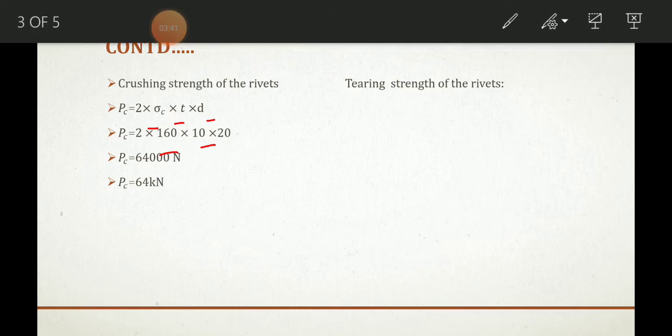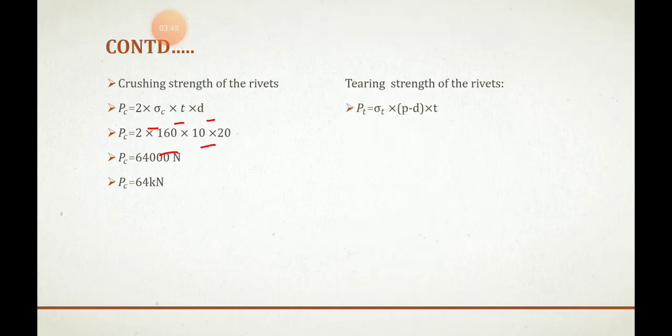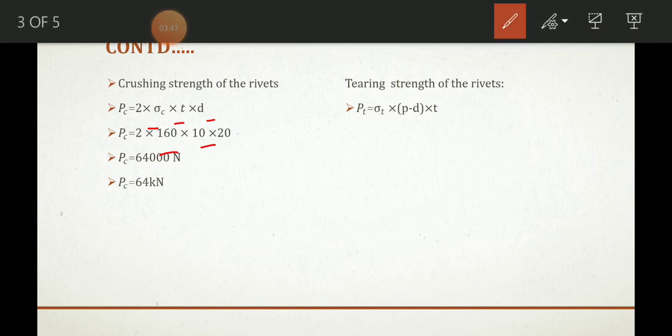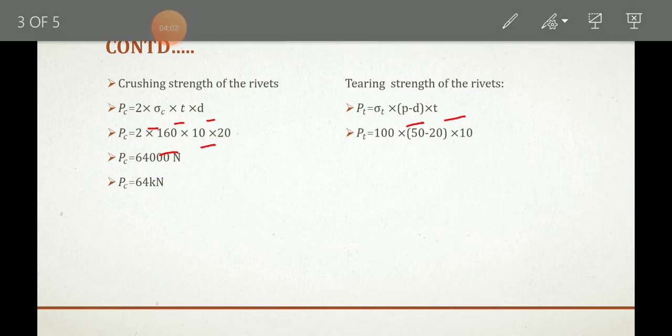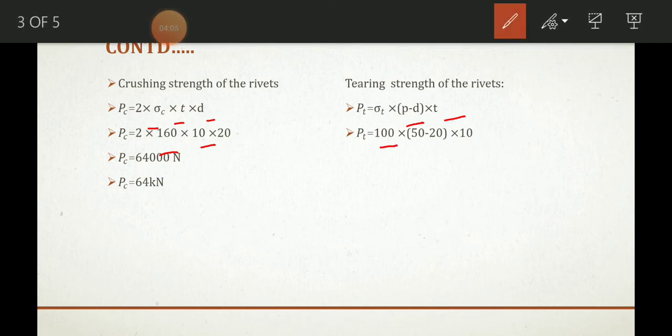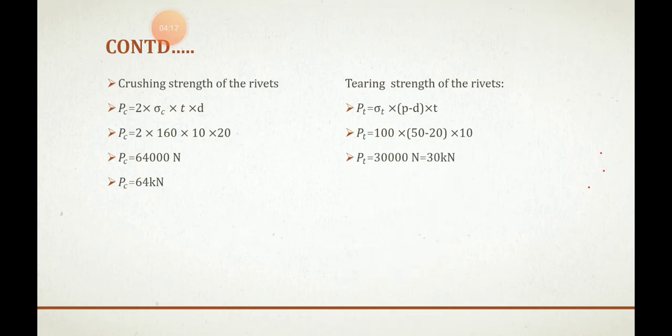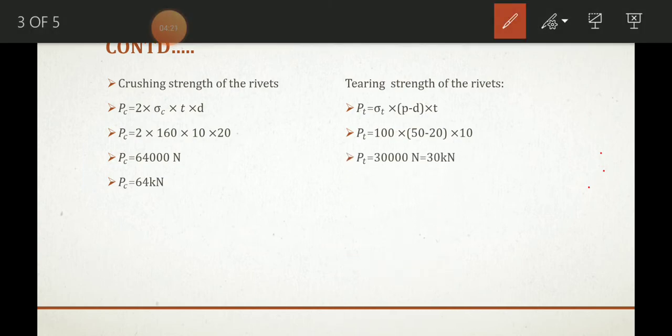Now similarly, we go for calculating the tearing strength, and the formula for that is Pt equal to sigma t into P minus d into t, where P is the pitch, that is the distance between the two rivets, d is the diameter of the rivet and t is the thickness. So substitute sigma t, that is the tensile stress, 50 is the pitch, 20 is the diameter and t is the thickness. So this is the value of the tearing strength of the rivet, that is 30 kilonewton or 30,000 Newton.